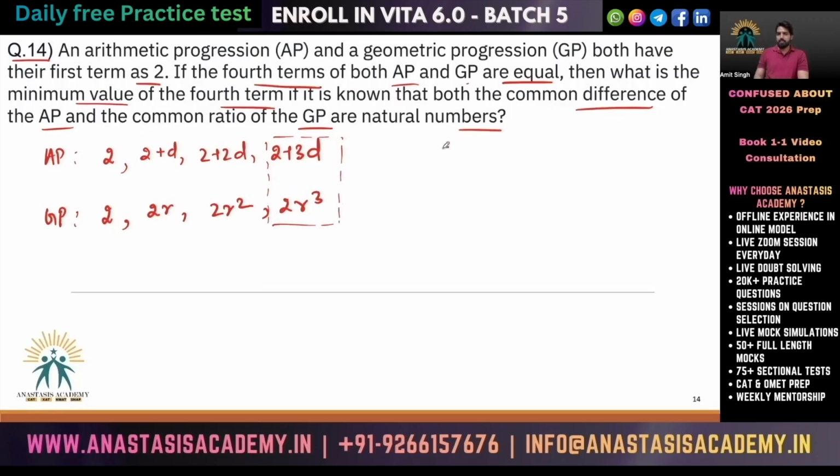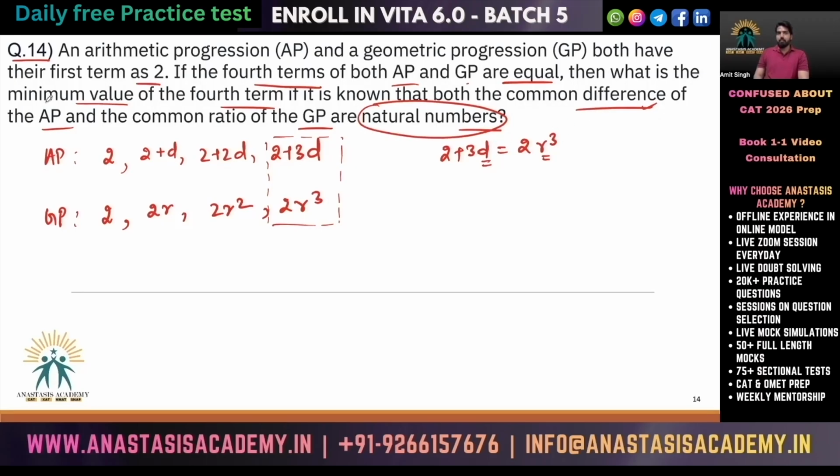Okay, let me find these terms then. 2 plus 3D must be equal to 2 times R cube. Now, one thing is also given: both the common difference of AP and the common ratio of GP are natural numbers, and this information is very important. If D and R are natural numbers, I can find the values by using hit and trial. I can put the value of R as 1, 2, 3, 4 and so on to find the value of D. Correct?